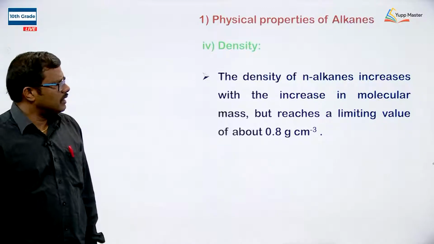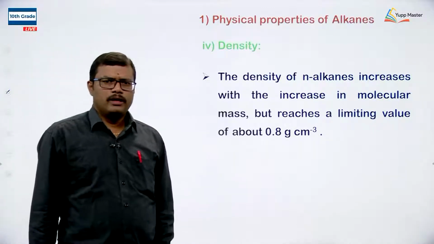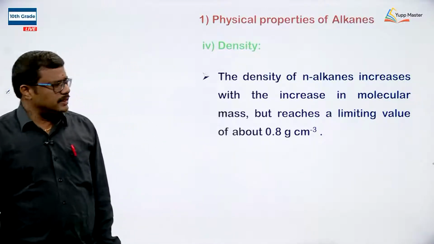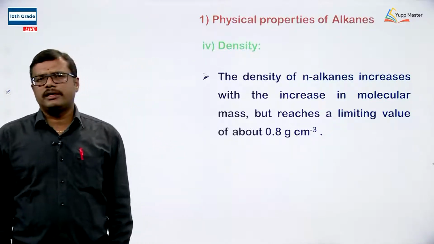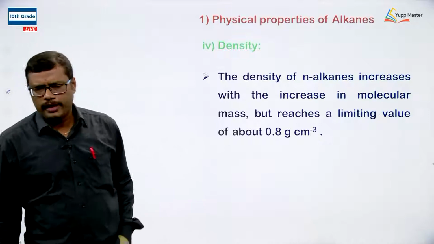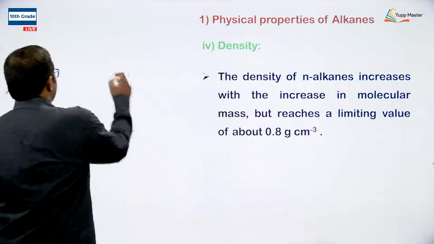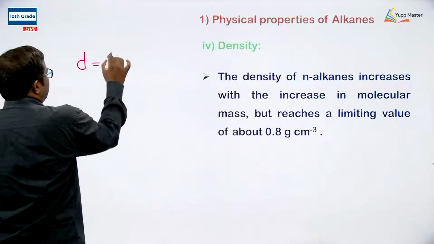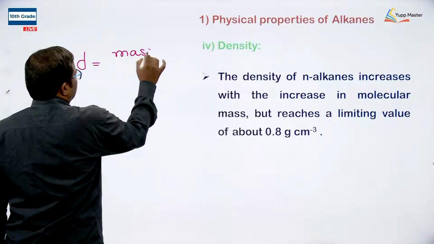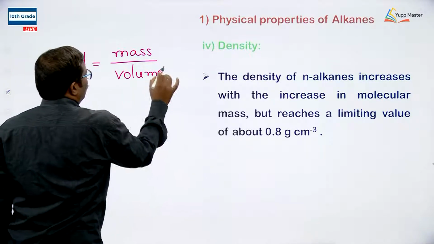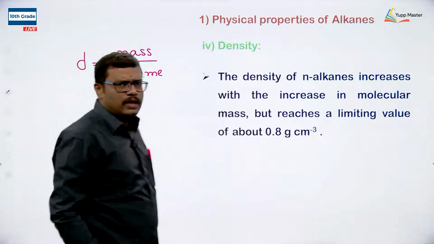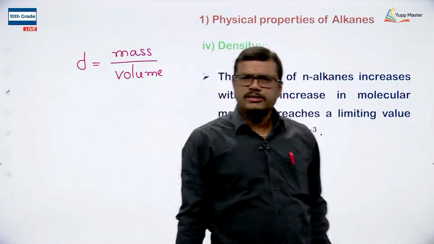Next physical property is density. When we look at the density of normal alkanes, it increases with the increase in molecular mass. We know density D is equal to mass by volume. It is the ratio of mass to volume. Ratio of mass to volume is density.